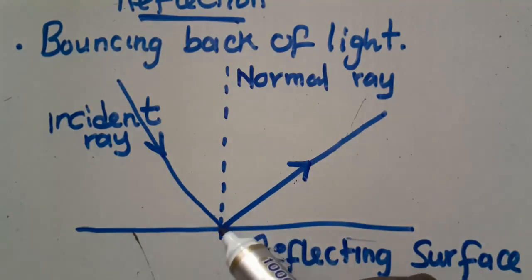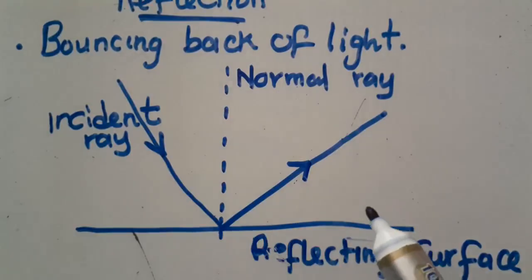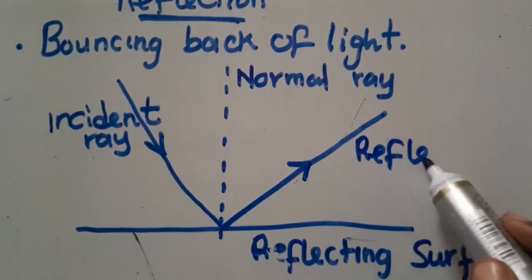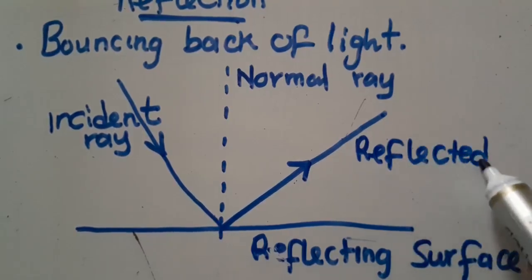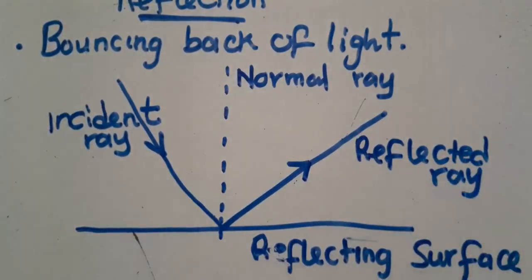And we've got this ray that leaves the refracting surface. This one that leaves, or bounces back, is called a refracted ray. This is what you need to know and understand.